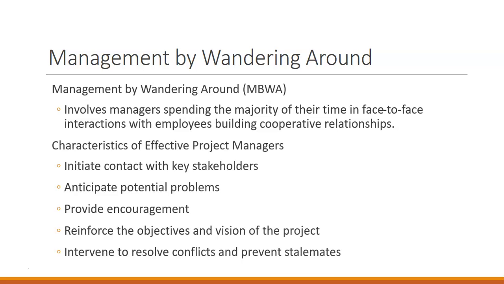Another concept from the chapter is called management by wandering around. So this means that it's important for us to walk around and interact with people who are involved in our projects. So we want to have interactions with any stakeholders and team members in order to build relationships. So these characteristics of effective project management would be that we keep in touch with key stakeholders. We initiate contact with them. We want them to be in the loop so that they're supportive of what is happening to this project.